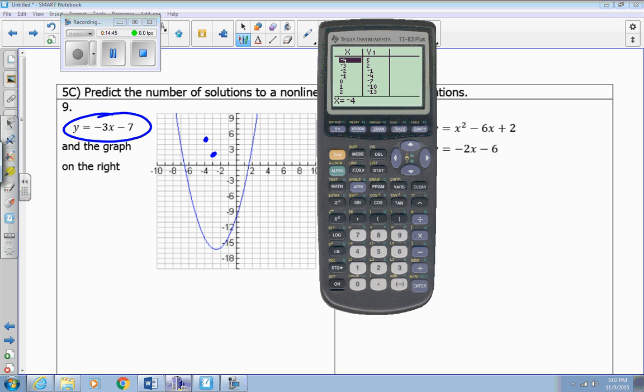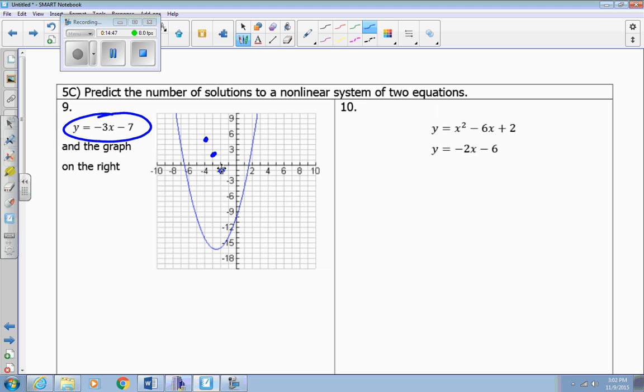Graphing this. Now this is kind of tricky. How many solutions do you see here? Well, you only see one. But you need to think, eventually this is going to keep going up and keep going through. So there's going to be two solutions. So predict the number of solutions: 2.